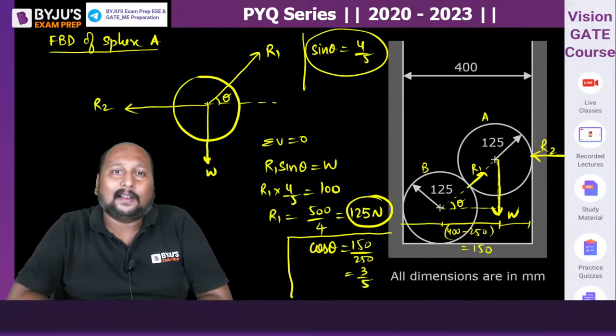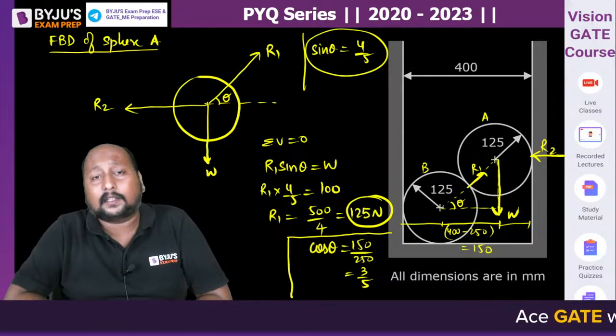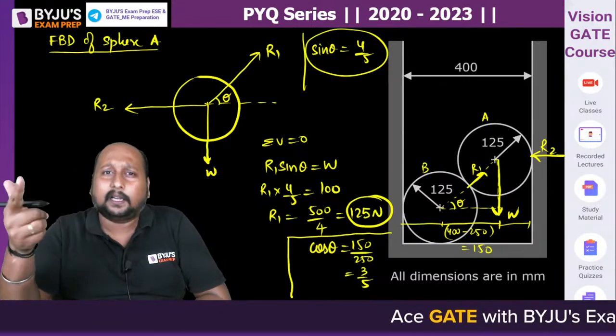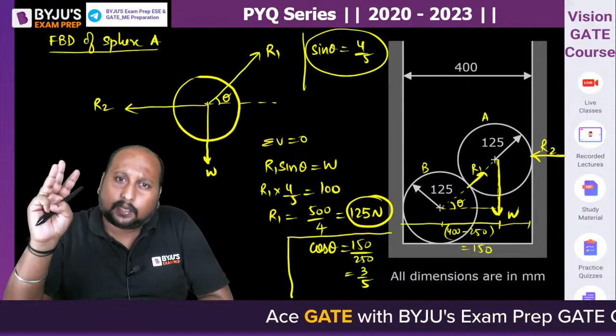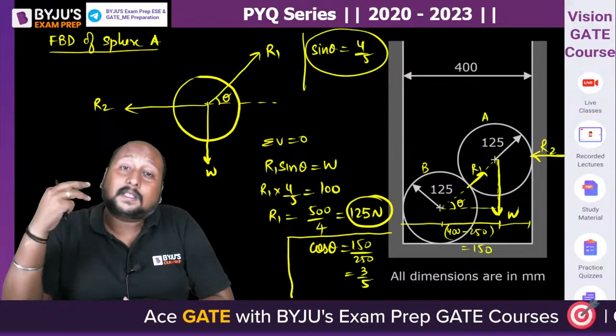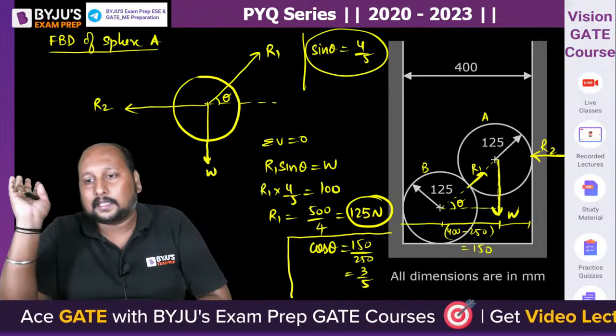Because the question level is from mechanics, that is why I always tell you mechanics, heat transfer, industrial engineering, these 3 are the easiest, most scoring subjects from the GATE examination perspective.